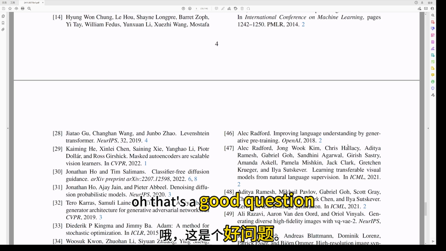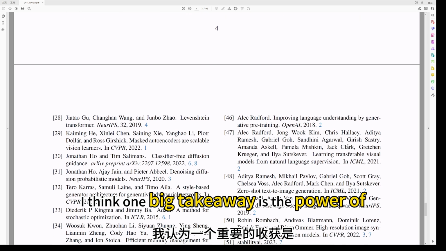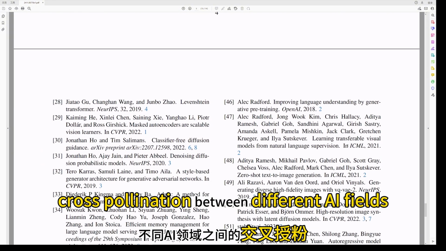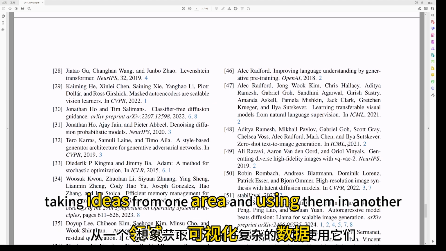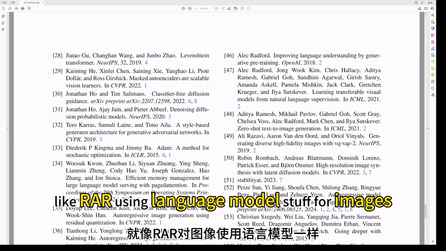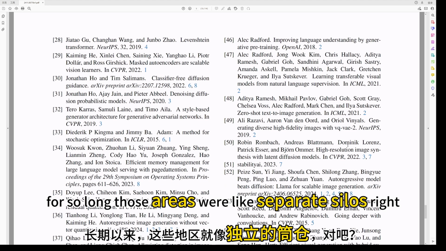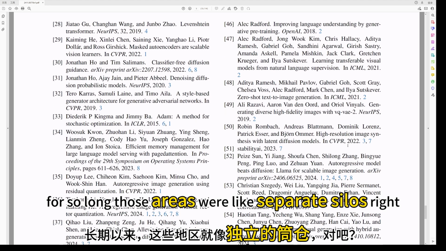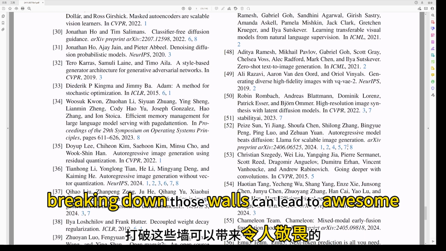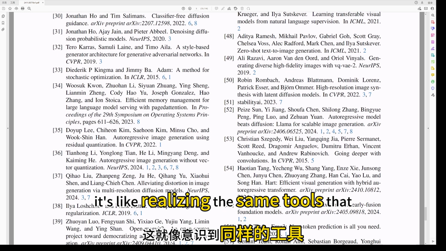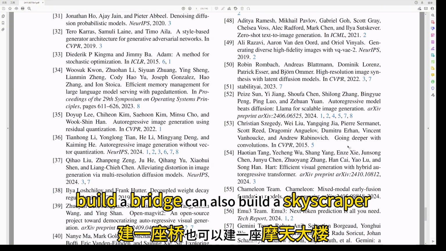Oh, that's a good question. I think one big takeaway is the power of cross-pollination between different AI fields. You mean taking ideas from one area and using them in another, like RAR using language model stuff for images? Exactly. For so long, those areas were like separate silos, right? But RAR shows that breaking down those walls can lead to awesome breakthroughs. It's like realizing the same tools that build a bridge can also build a skyscraper.